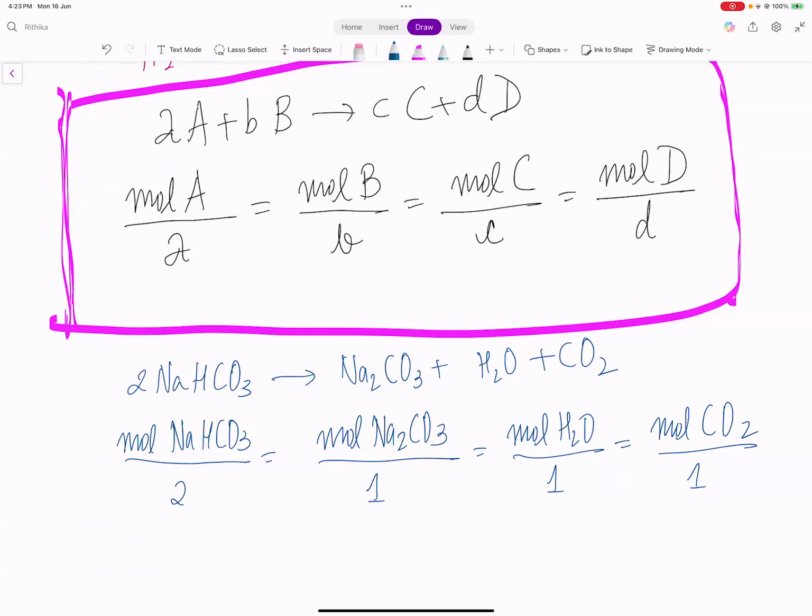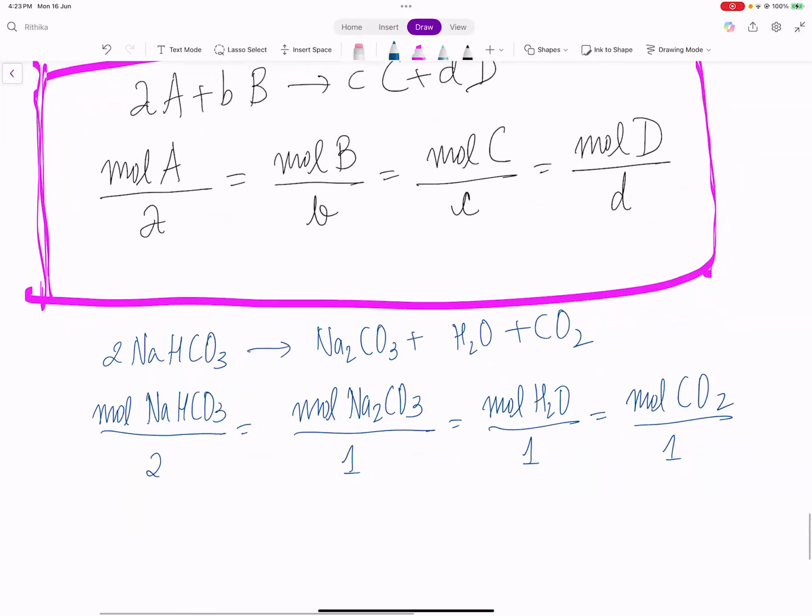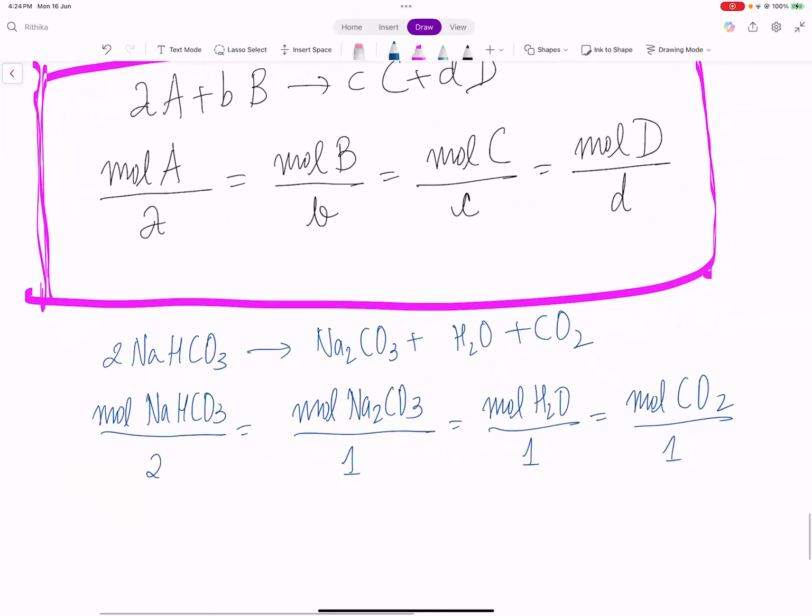Okay, so I gave you one example. Look what we have to do, and we can immediately write these things. Now if I know the balanced equation, it means I know these numbers in the denominator. And if I know the mole of only one substance, whether it is NaHCO3, Na2CO3, H2O, or CO2, just one, then I can calculate the moles of all the substances.